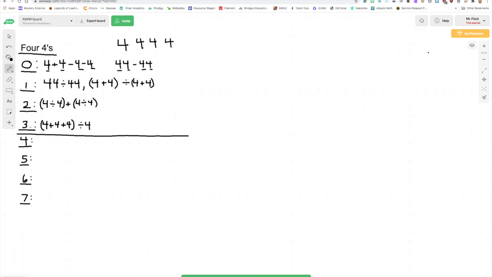So you can use any operations: add, subtract, multiply, divide. You can do square roots or any other things that you know what it is and how to use it to make our target number. So for Wednesday, you're going to work on using 4 fours to make the numbers 4, 5, 6, and 7. And then in tomorrow's video, I'll go over the solutions for those 4 numbers.